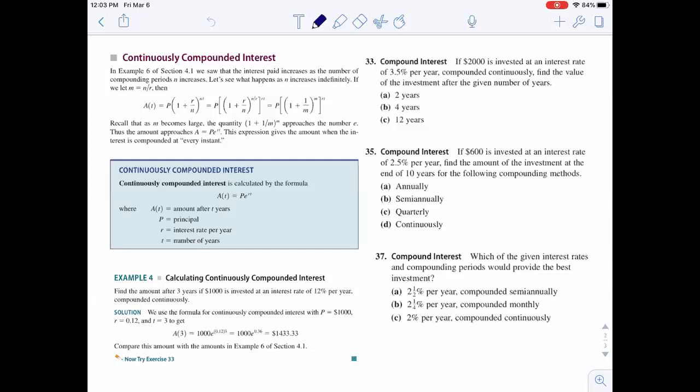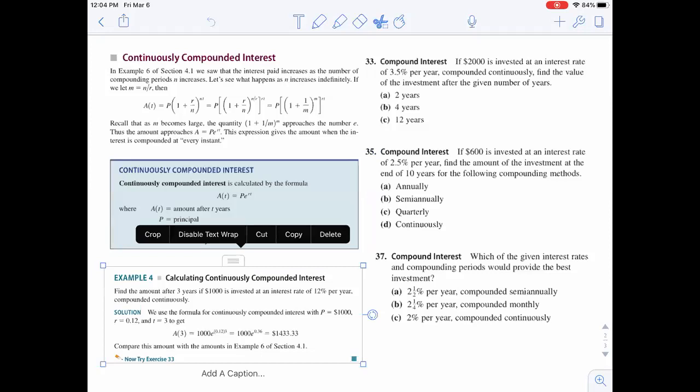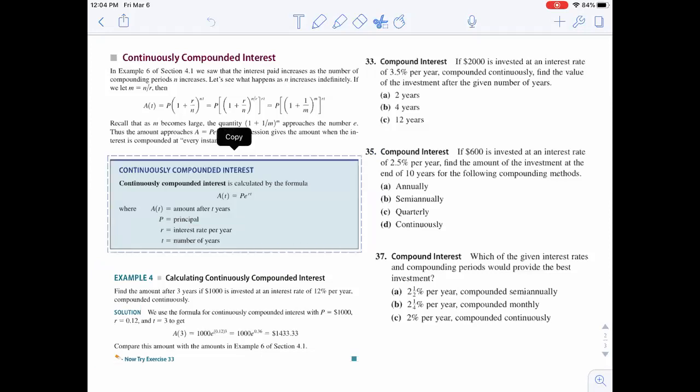But we can calculate compound interest by a similar formula to the one we were using, where A of t is still the amount after t years, the amount of money that we'll have after 2 years. P is the principal, the amount that we initially invested. R, again, is the interest rate per year as a decimal, and t is the number of years. Then A of t is P times e to the rt, so it's a nicer formula. I'm just going to steal this guy.